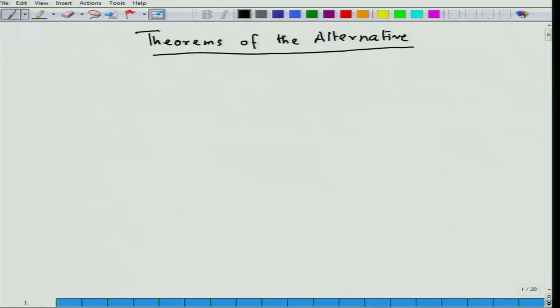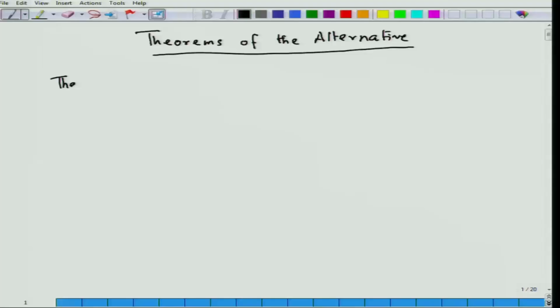Welcome again to this course on convex optimization. Today we are going to study theorems of the alternative. Now, theorems of the alternative are applications of separation theorem, and we have already studied separation theorems in the last lecture. Now, what is a theorem of the alternative?